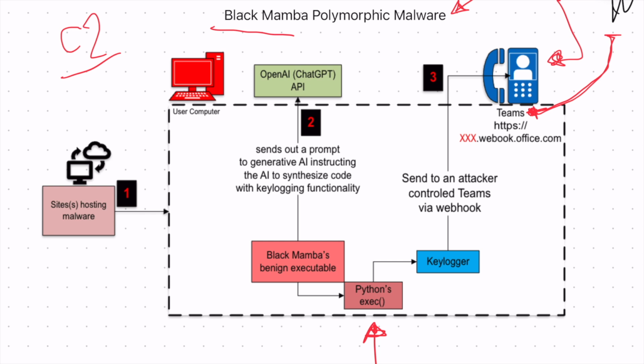And BlackMamba is changing the code every time that it attacks. So the Python code is sent to Microsoft Teams via a message through a webhook. I can show you the actual code in some of the other screens, but that's what it does. It just converts the Python code and sends it to Microsoft Teams.